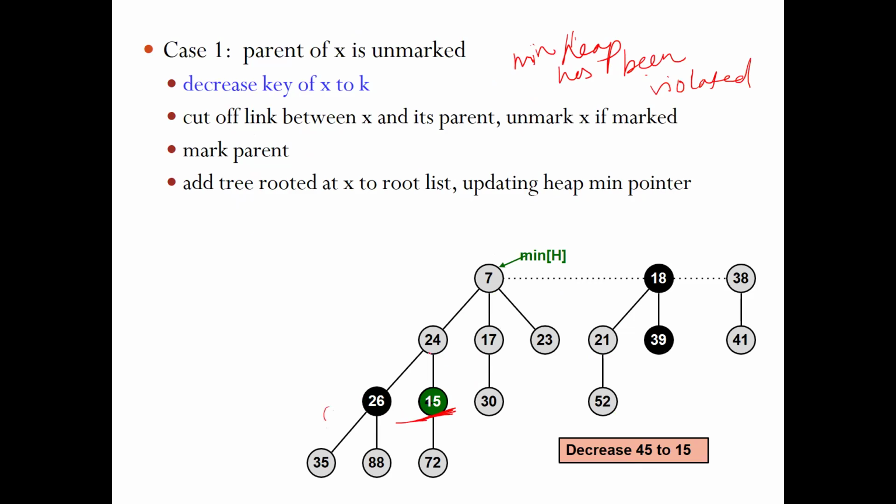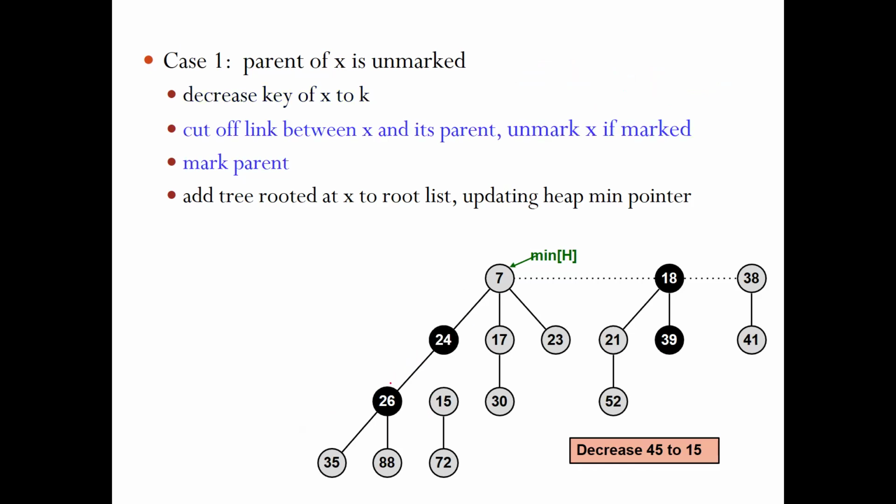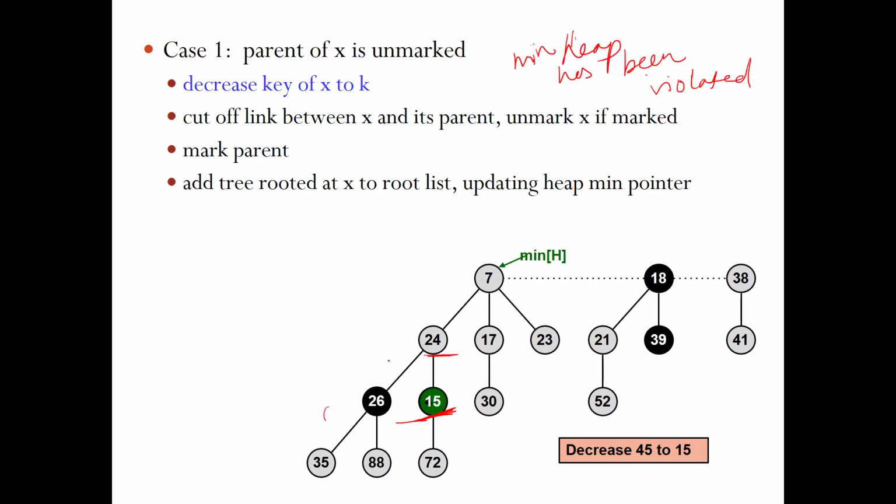Why? Because 24 is greater than 15. It is not a proper min heap. Now, the first step is you cut off the link between X and its parent and unmark X if it is marked. Got it? 24, look at the example. Is 24 marked? No, it is gray in color, it is not marked.